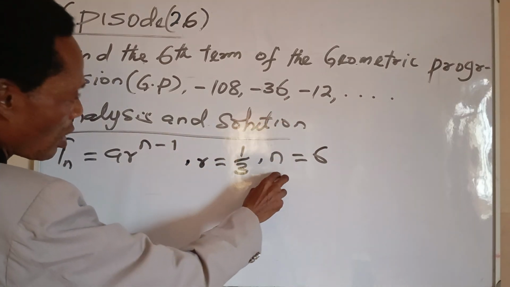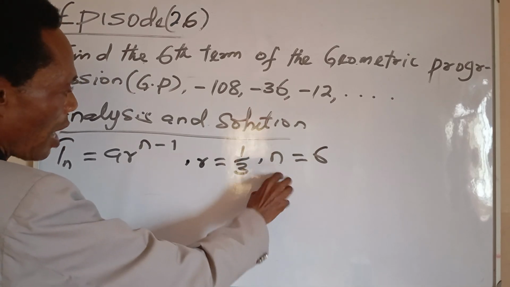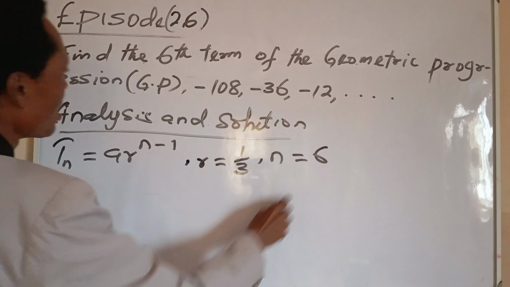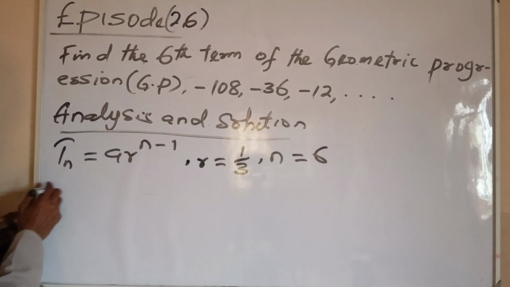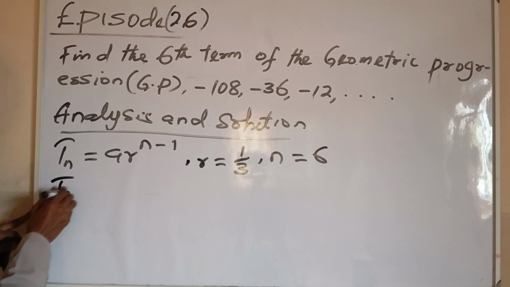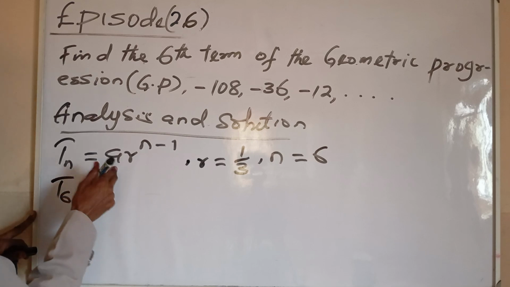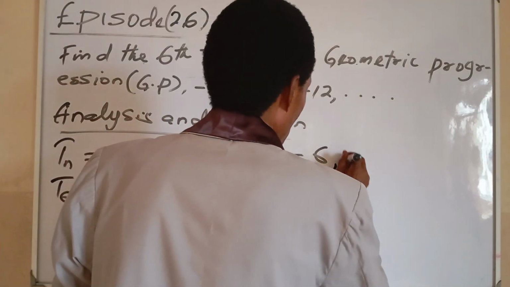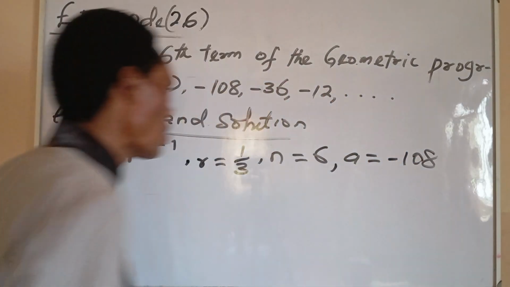So here, without waste of time, we have seen our common ratio. We have seen the number of terms, which is represented by n. So we are to calculate what value will occupy the 6th position. So here we now write, equals, meaning that we are calculating the value in the 6th position. What is our first term? Here our first term, which is A, is minus 108.